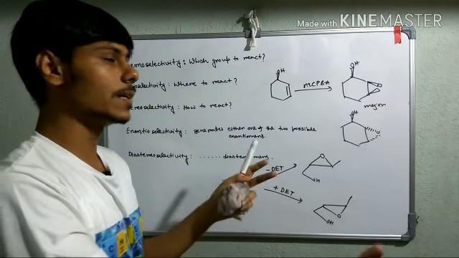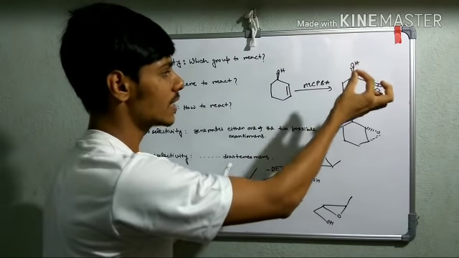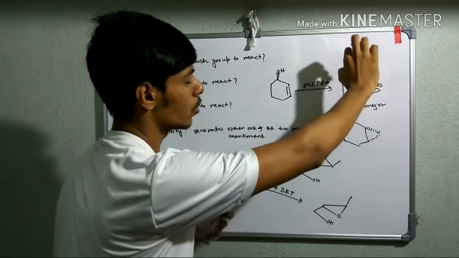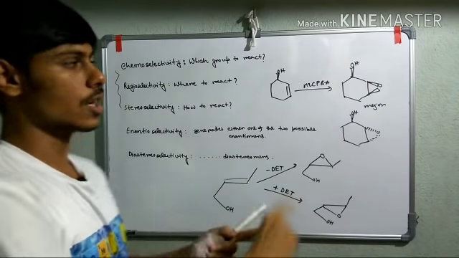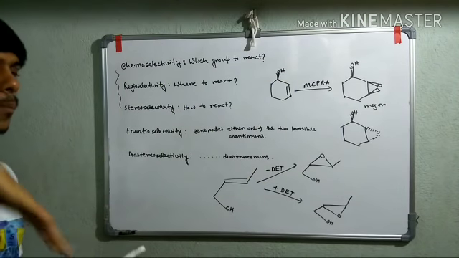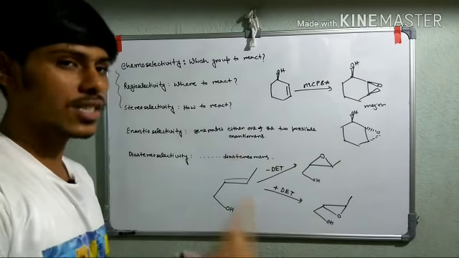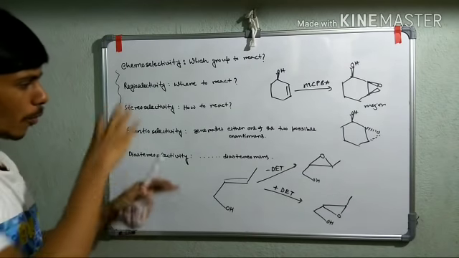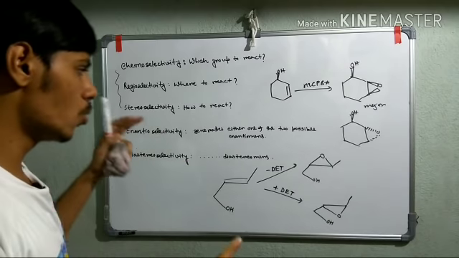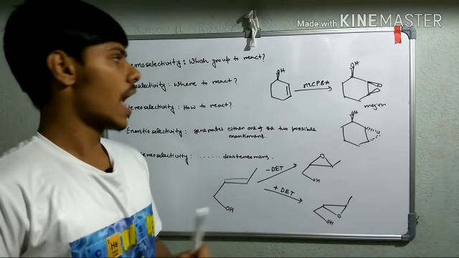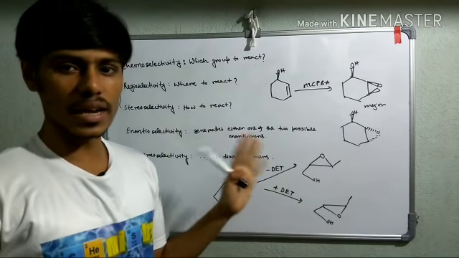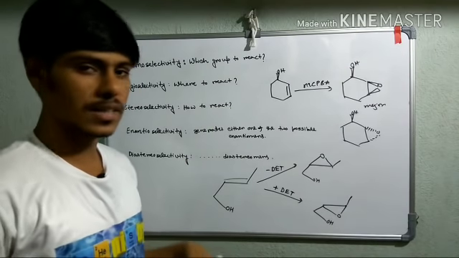But stereoselectivity means you will always get the epoxide which has the oxygen atom on the same face where the OH group is. So this is the case of stereoselectivity. This is an example of both stereospecificity and stereoselectivity. I hope with all these examples you are able to understand what these terms mean, and I'm able to clear your doubts about these selectivity terms.